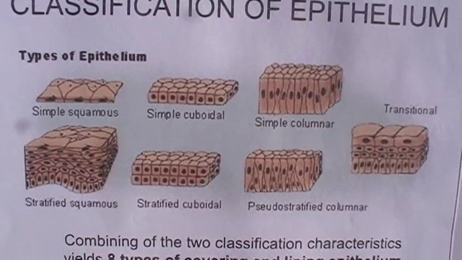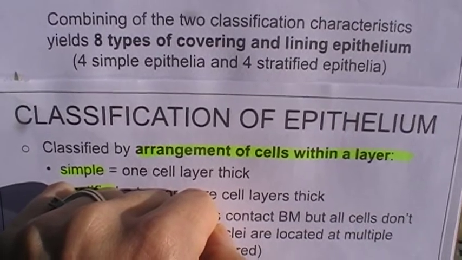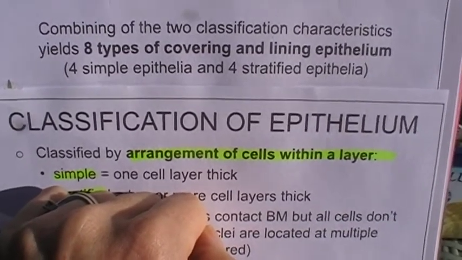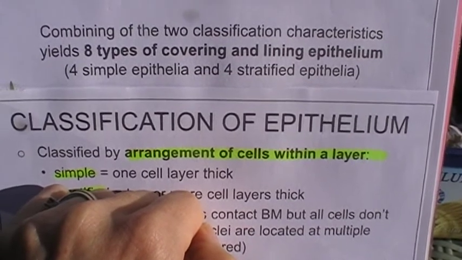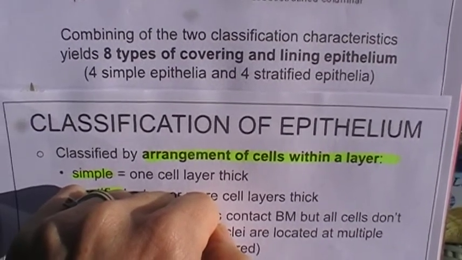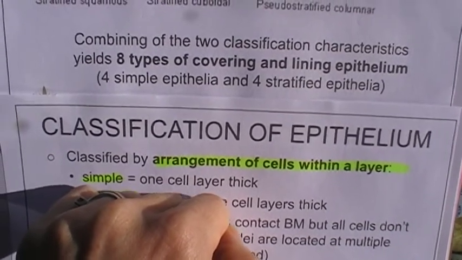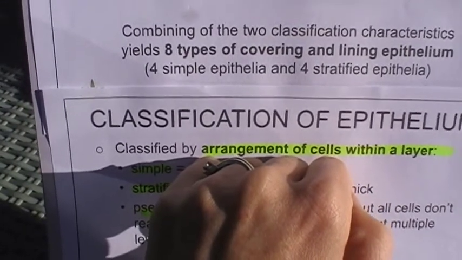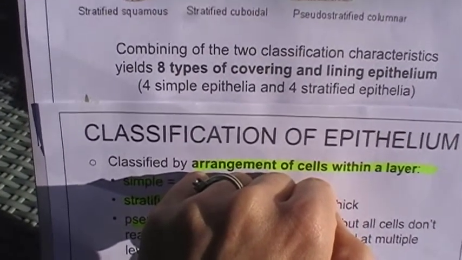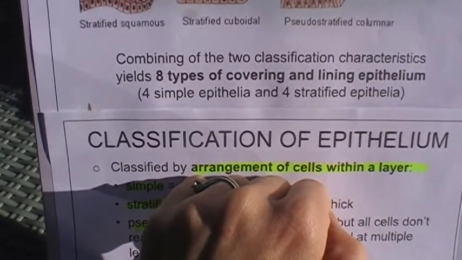Session 4, Question 2. How are the epithelial layers classified? If it's simple, the first one, the classification is simple. What does that mean?